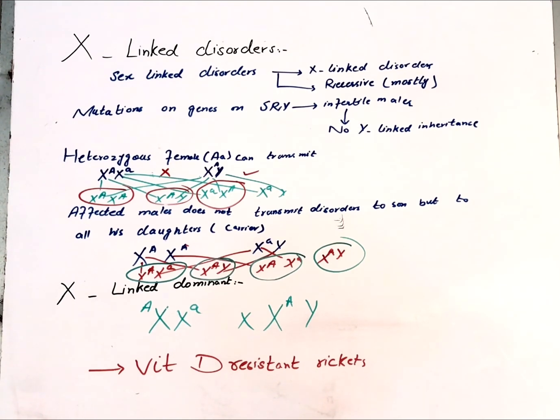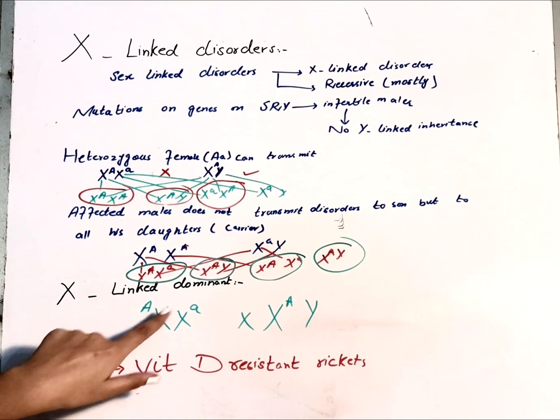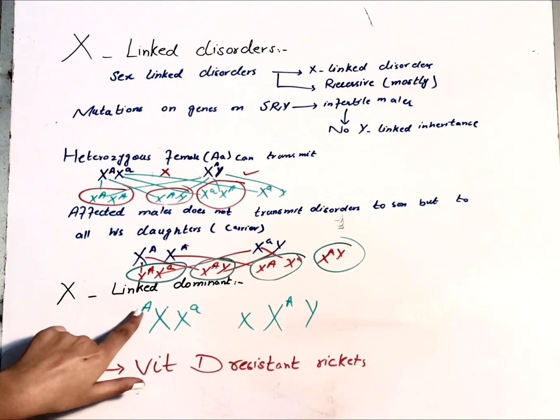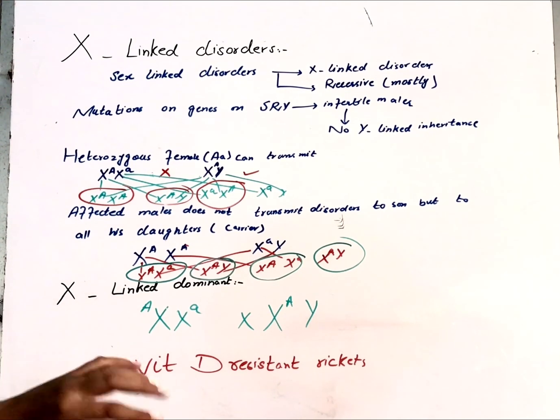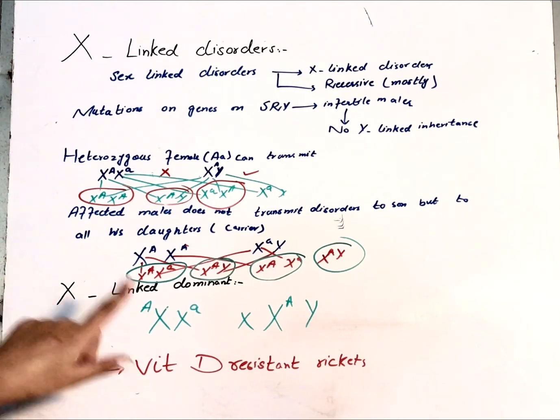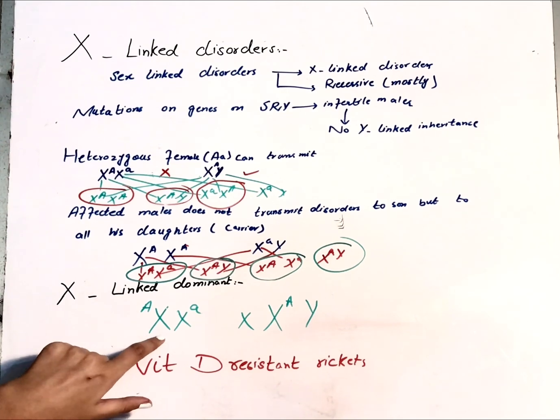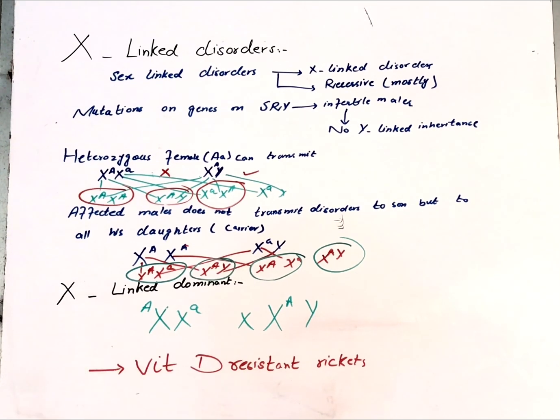So there are some examples of X-linked dominant disorders. What happens in X-linked dominant? Only one dominant allele can exhibit that disorder. So here the female will be affected. Here the male will be affected. And the example here is vitamin D resistant rickets and a lot of other diseases.